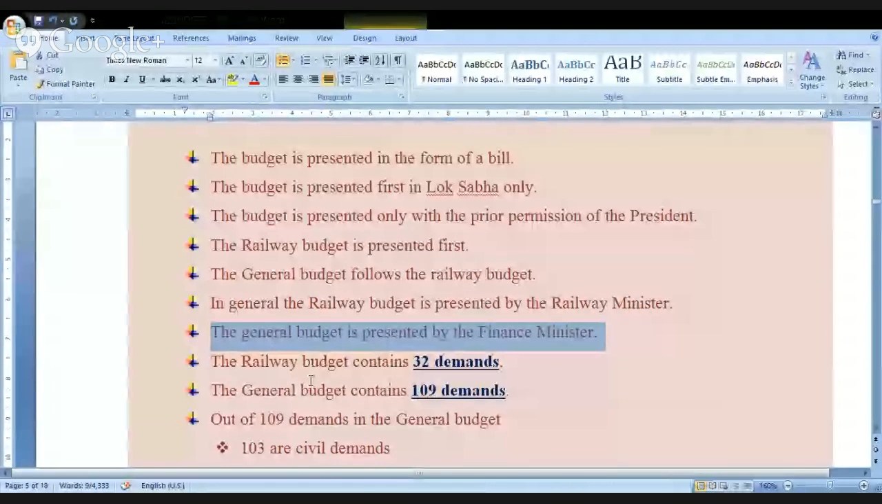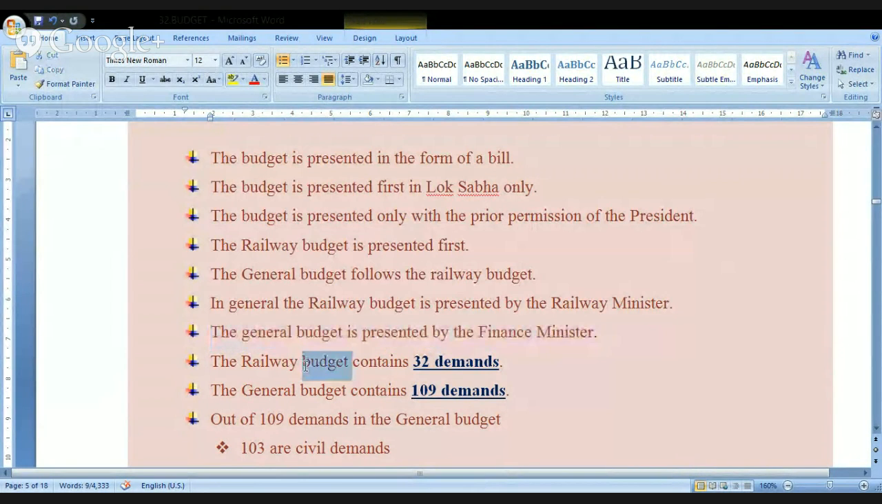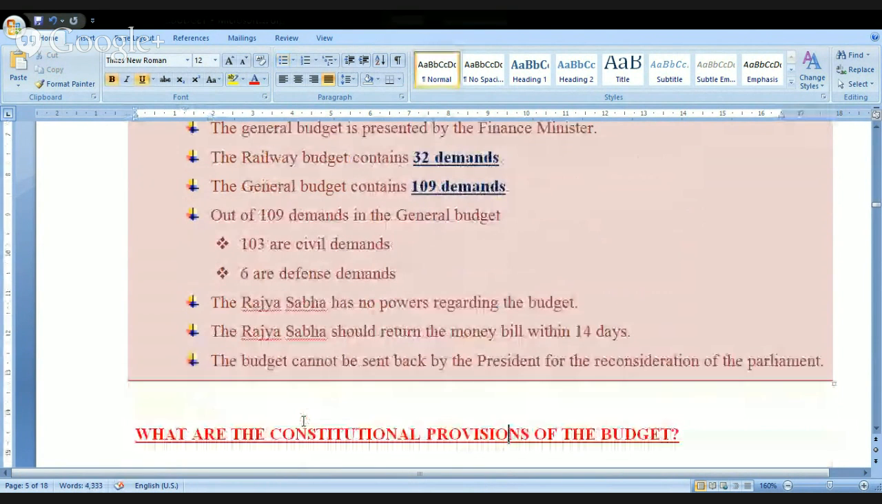Okay, now again I'm opening the document. Look at this now. All the points we have seen in the previous class, we are just going through this one again to some extent, and after that we'll go for the detailed explanation. The railway budget contains 32 demands, and the general budget contains 109 demands. Look at this. Altogether, we have 141 demands. And out of these 109 demands of the general budget, 103 are the civil demands, and the remaining 6 are the defense demands.